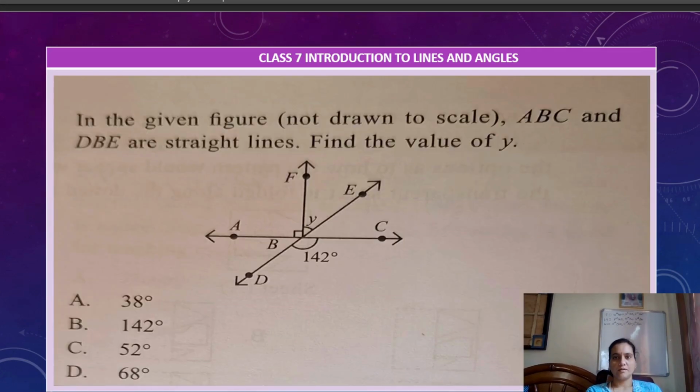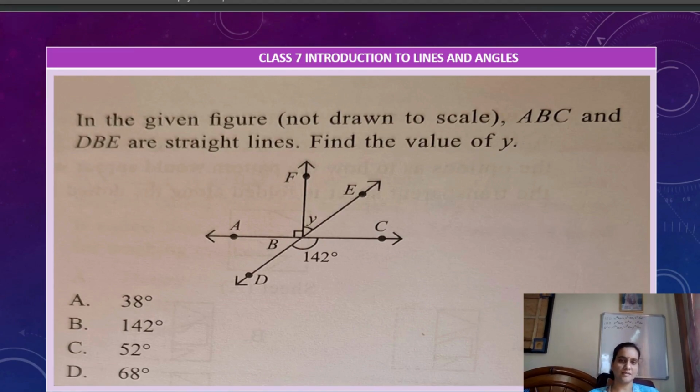Now let's solve this question. In the given figure not drawn to scale, ABC and DBE are straight lines. Find the value of y. Now if you see, AC and DE are two lines which are intersecting here at point B, then they are forming vertically opposite angles. So this 90 degrees and this y angle together will be equal to 142 degrees, because this is vertically opposite to this 142 degree angle. Similarly, these two also will be equal to each other because they are vertically opposite to each other. So y is equal to how much now? 142 minus 90.